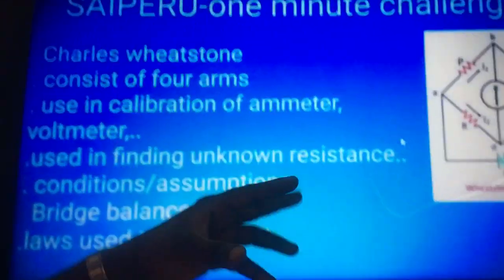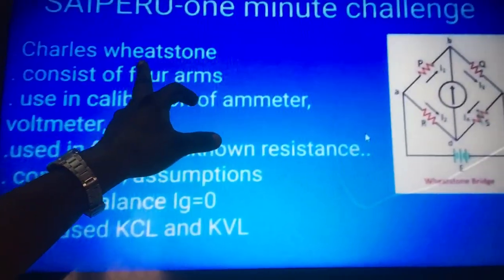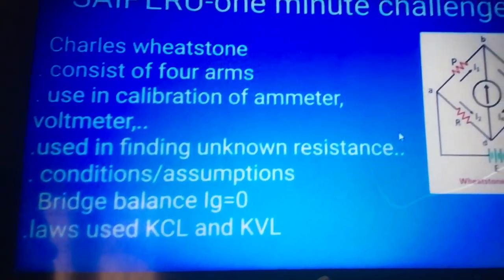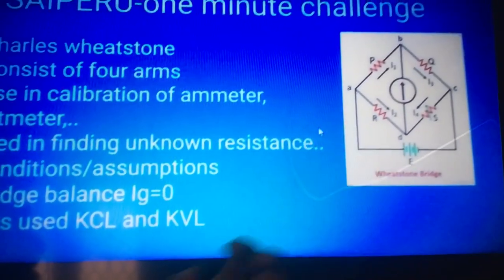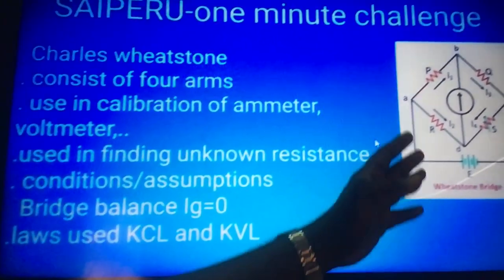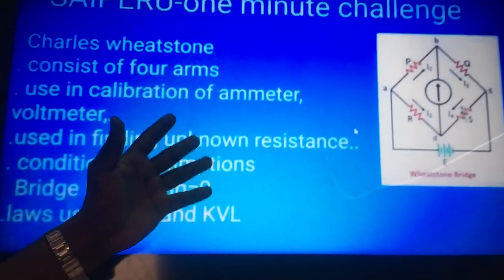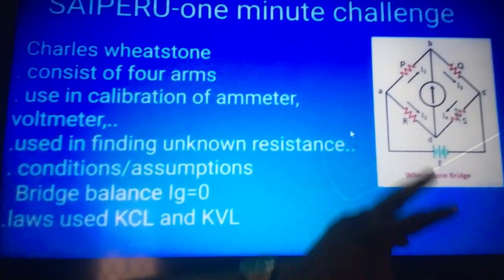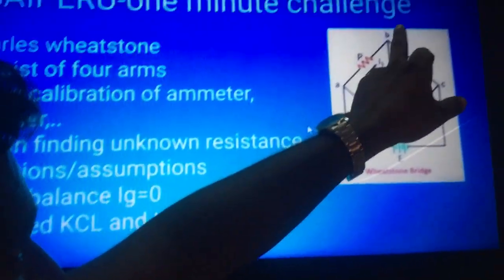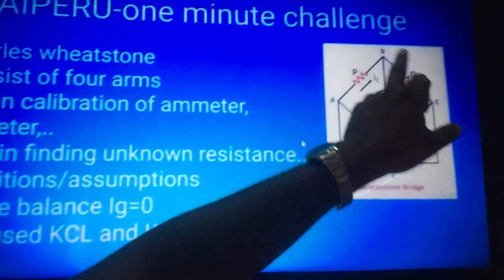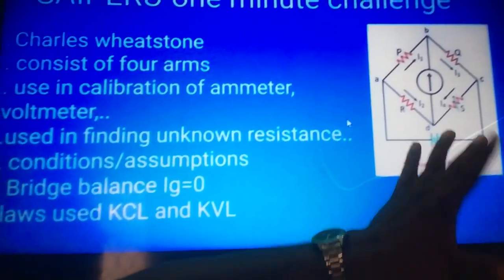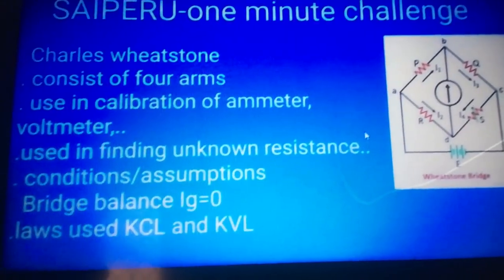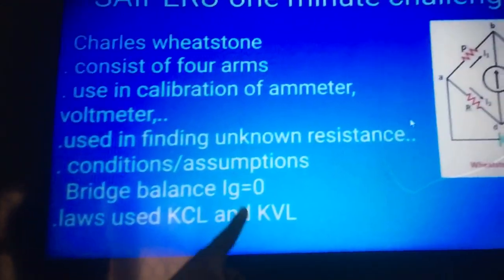Who invented it? That is Charles Wheatstone. It consists of 4 arms, and it is used to find a resistance of milliohms, and it is used in measuring calibration of ammeter and voltmeter. One assumption we are going to take: the voltage across the nodes B and D will be equal, so that the current will not flow through the galvanometer, so Ig becomes 0. That is the only assumption we are going to take.